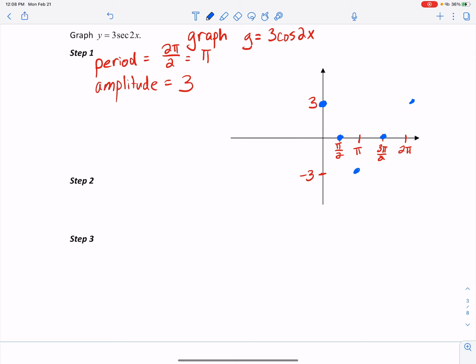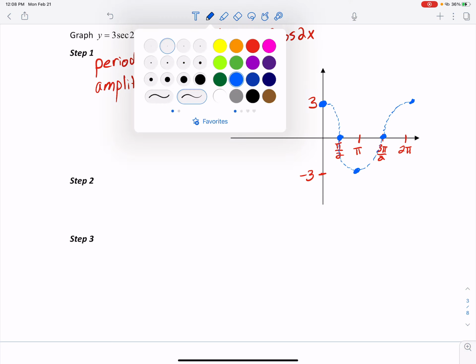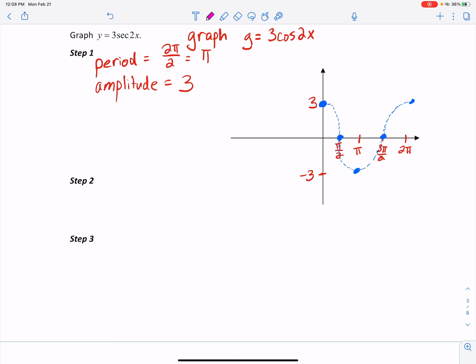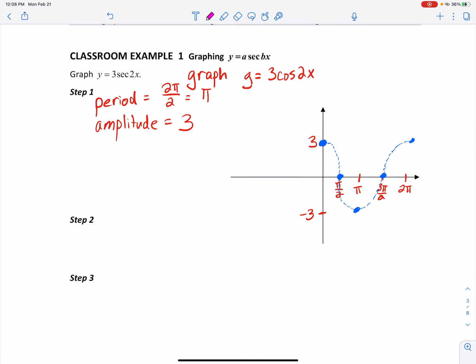All right, now I'm going to graph this cosine function as a dotted function here. This isn't my graph. My graph, if I'm thinking about flipping it over, right? That's what secant is. I need to think about flipping this cosine over. So anywhere there was a 0, what does that become if I flip it over? Undefined. Those are my new asymptotes. So where there are x-intercepts, I'm going to put asymptotes.